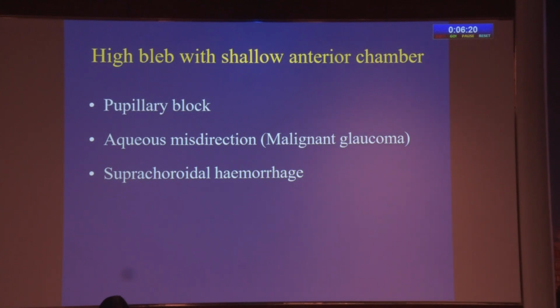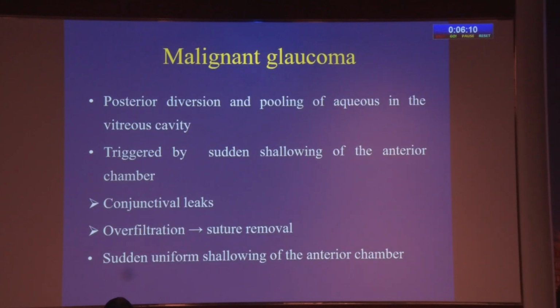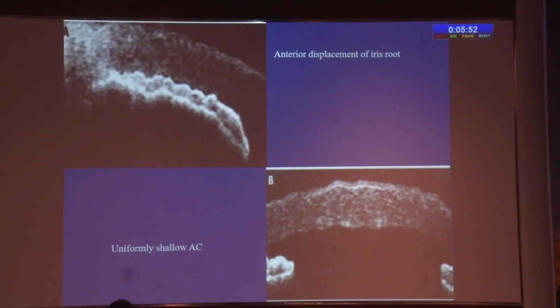So high bleb with shallow anterior chamber is usually due to pupillary block, aqueous misdirection, which we call malignant glaucoma, or suprachoroidal hemorrhage. Malignant glaucoma is posterior diversion and pooling of aqueous in the vitreous cavity, we all know that, triggered by sudden shallowing of the anterior chamber. Conjunctival leaks and overfiltration can be caused by suture removal, with sudden uniform shallowing of the anterior chamber. So anterior displacement of the iris root that you see out there again in the UBM, and the uniformly shallow AC that you see.